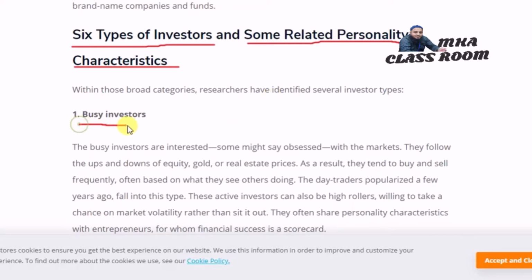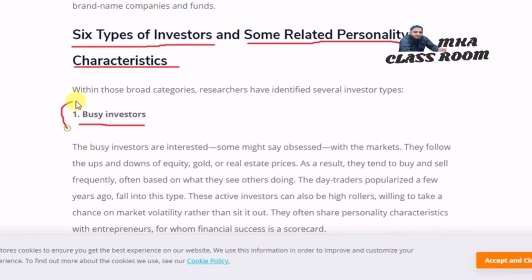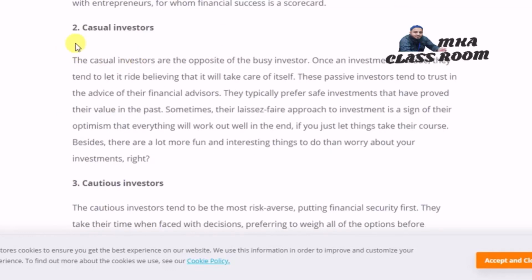First one is busy investors. The busy investors are interested, some might say obsessed, with the markets. They follow the ups and downs of equity, gold, and real estate prices. As a result, they tend to buy and sell frequently, often based on what they see others doing. They are the busy investors, those who are busy making their profit.